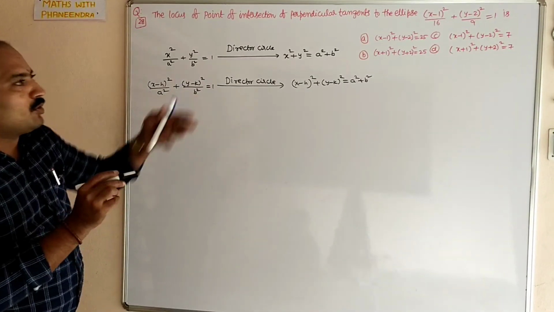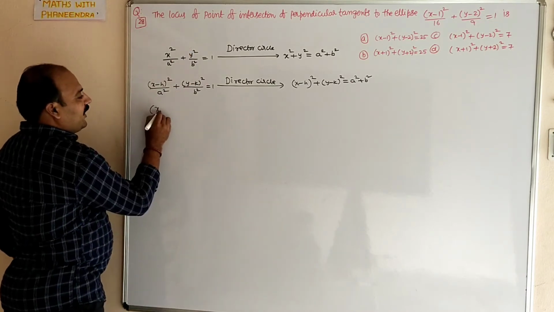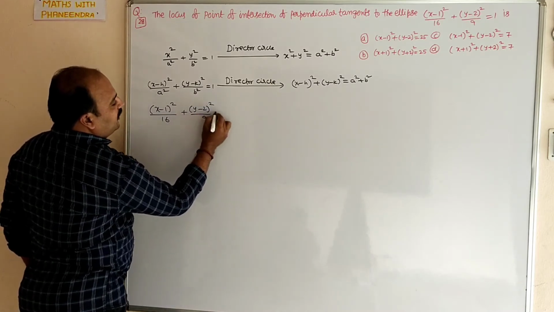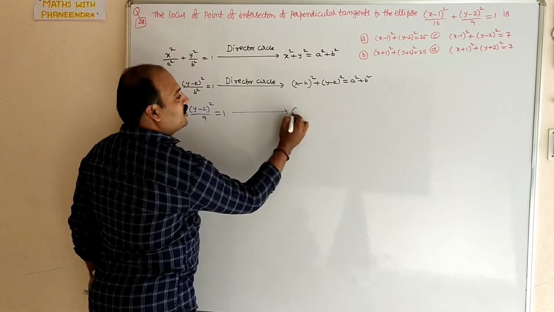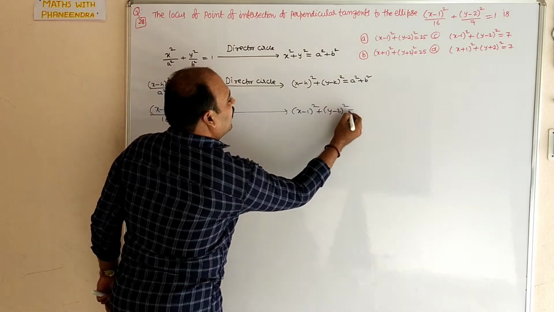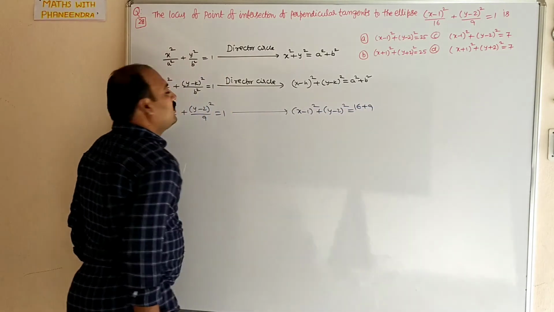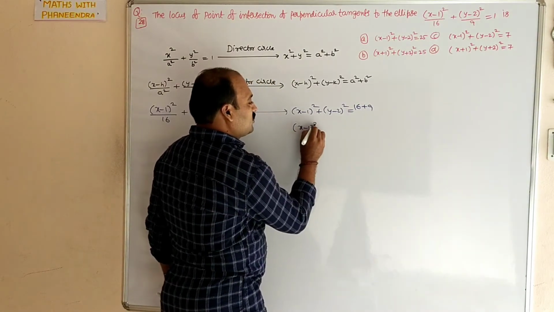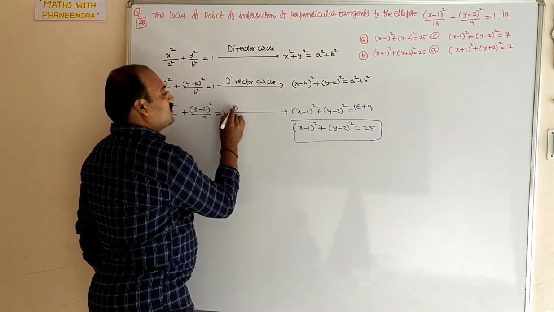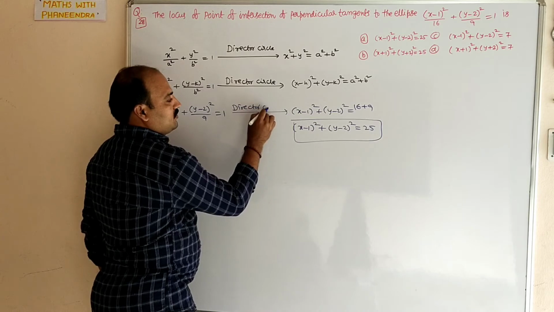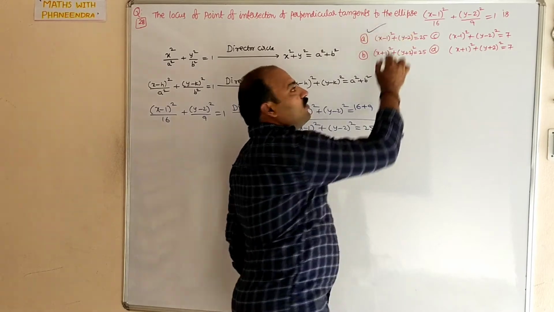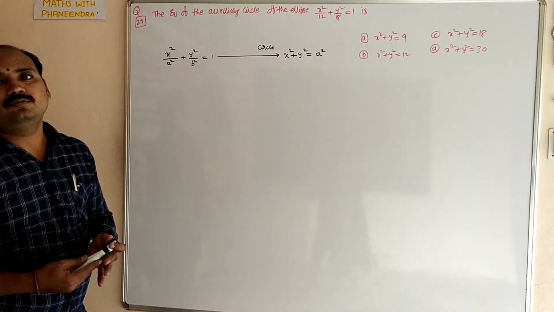Now the given question is in this form: x minus 1 whole square by 16 plus y minus 2 whole square by 9 equal to 1. The director circle equation is x minus 1 whole square plus y minus 2 whole square equal to 16 plus 9, which is equal to 25. So x minus 1 whole square plus y minus 2 whole square equal to 25 is the director circle of the given ellipse, which is there in the first option, dear students. The next question.